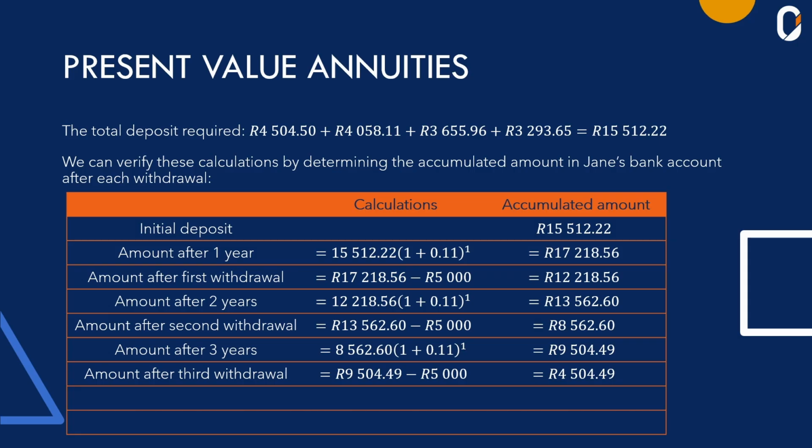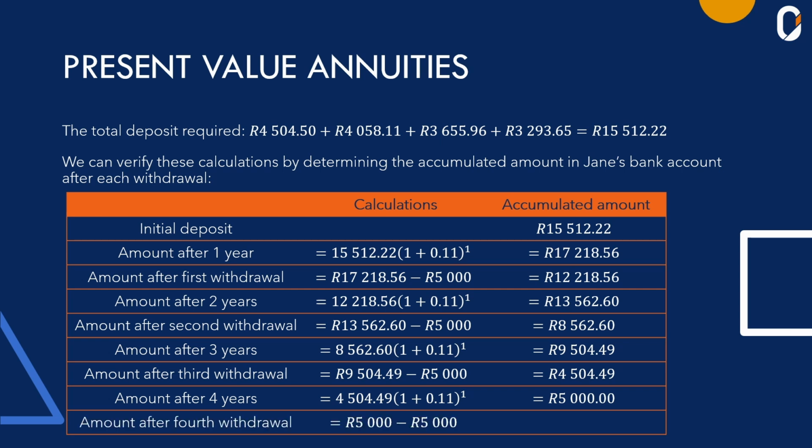Again, she pauses for a year, and for a year this money will be earning interest, and now we need to calculate the new money, and that money after 4 years will be given by 4,504.49 multiplied by (1 + 0.11)^1 to give us a new amount of 5,000 rands. This is the amount in her account after the 4th year, and now she makes the last withdrawal, and hence the new money will be 5,000 minus 5,000, leaving the account with 0 money. She has achieved her goal. She has made her 4 withdrawals possible, and now her account is empty, but her goal is met.